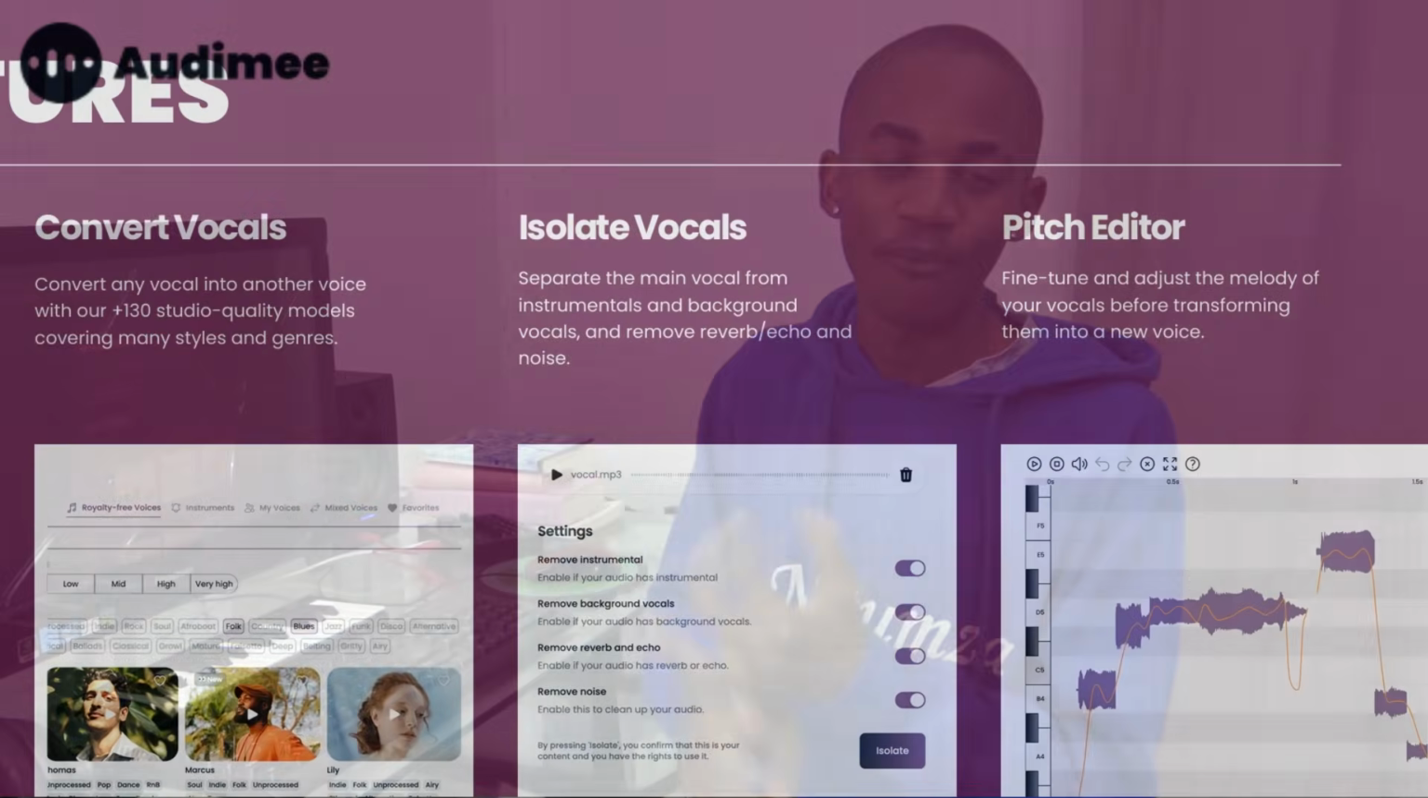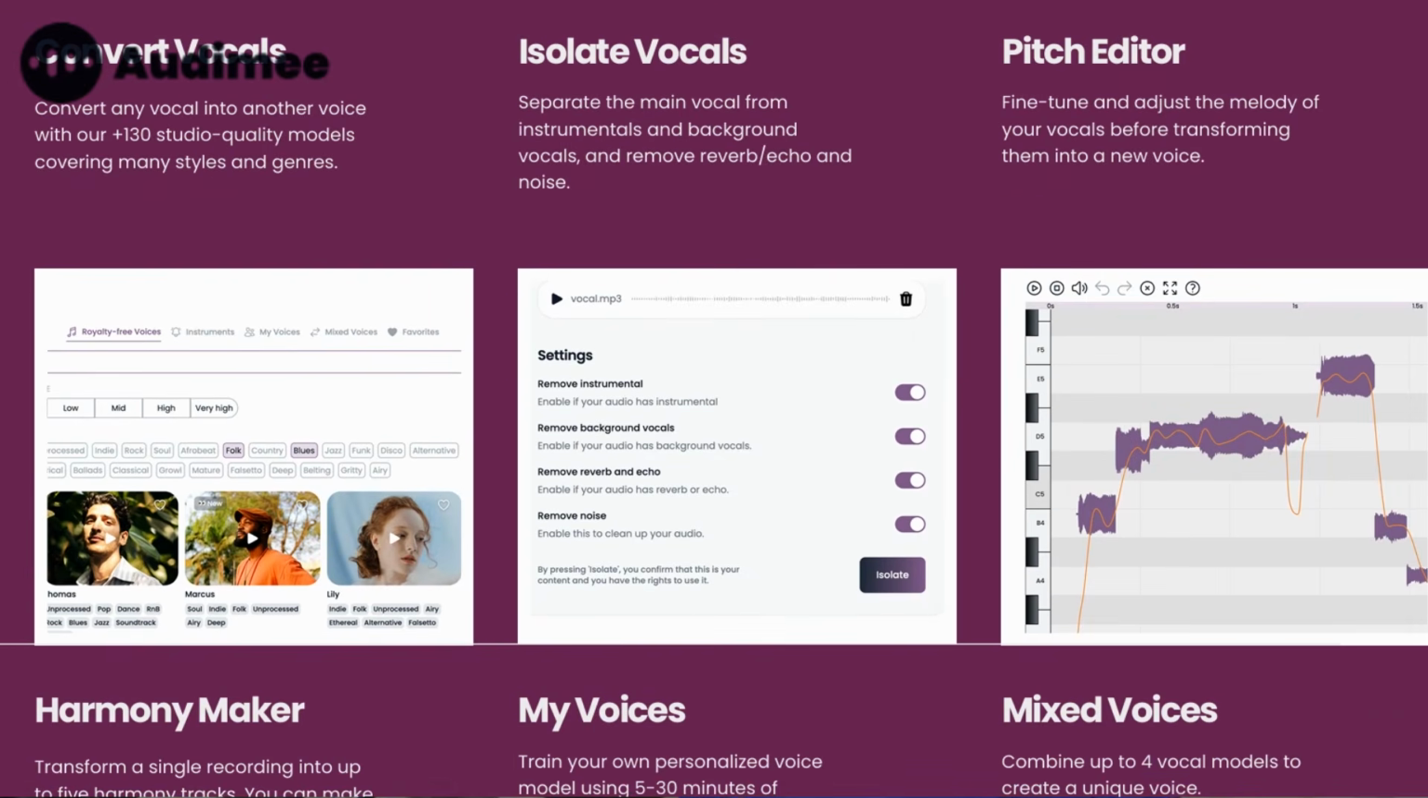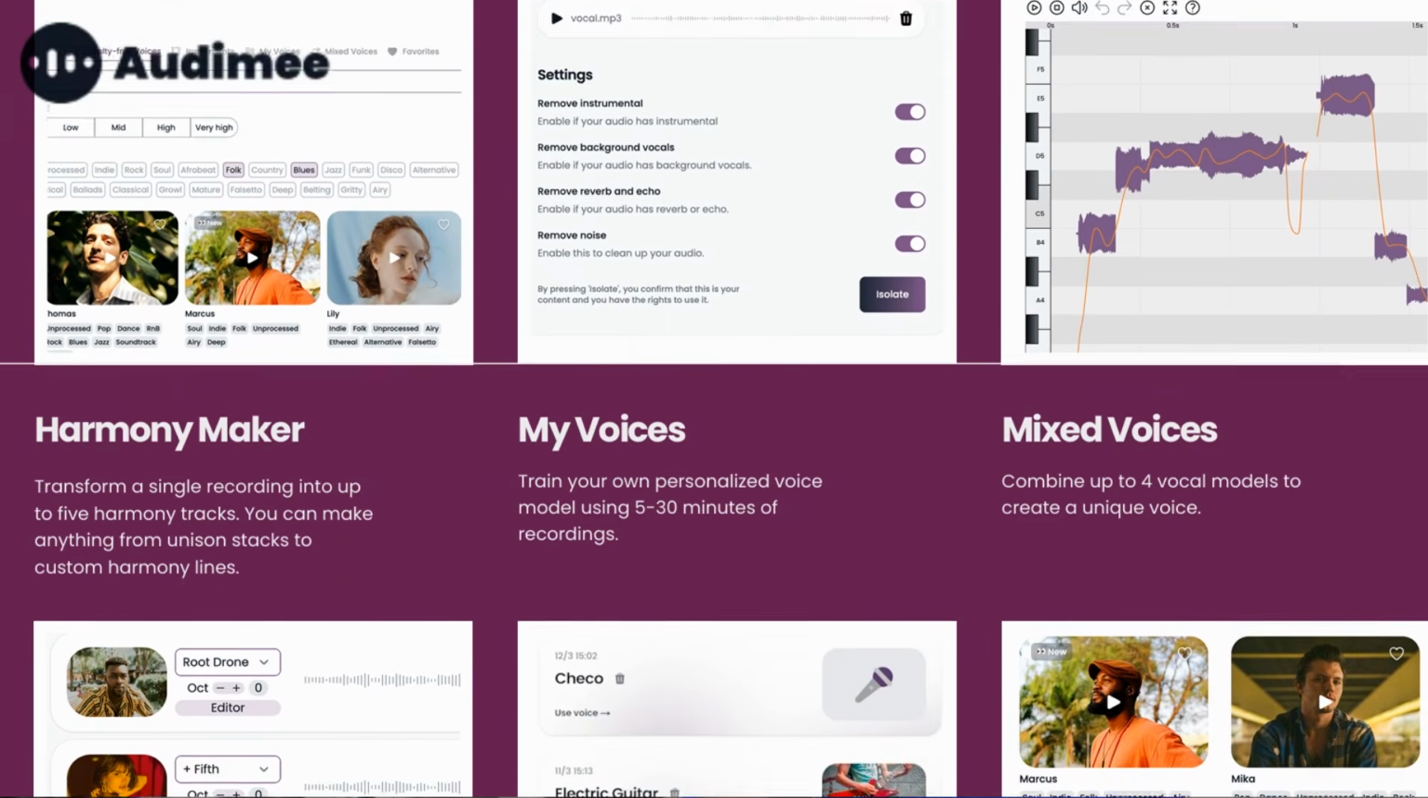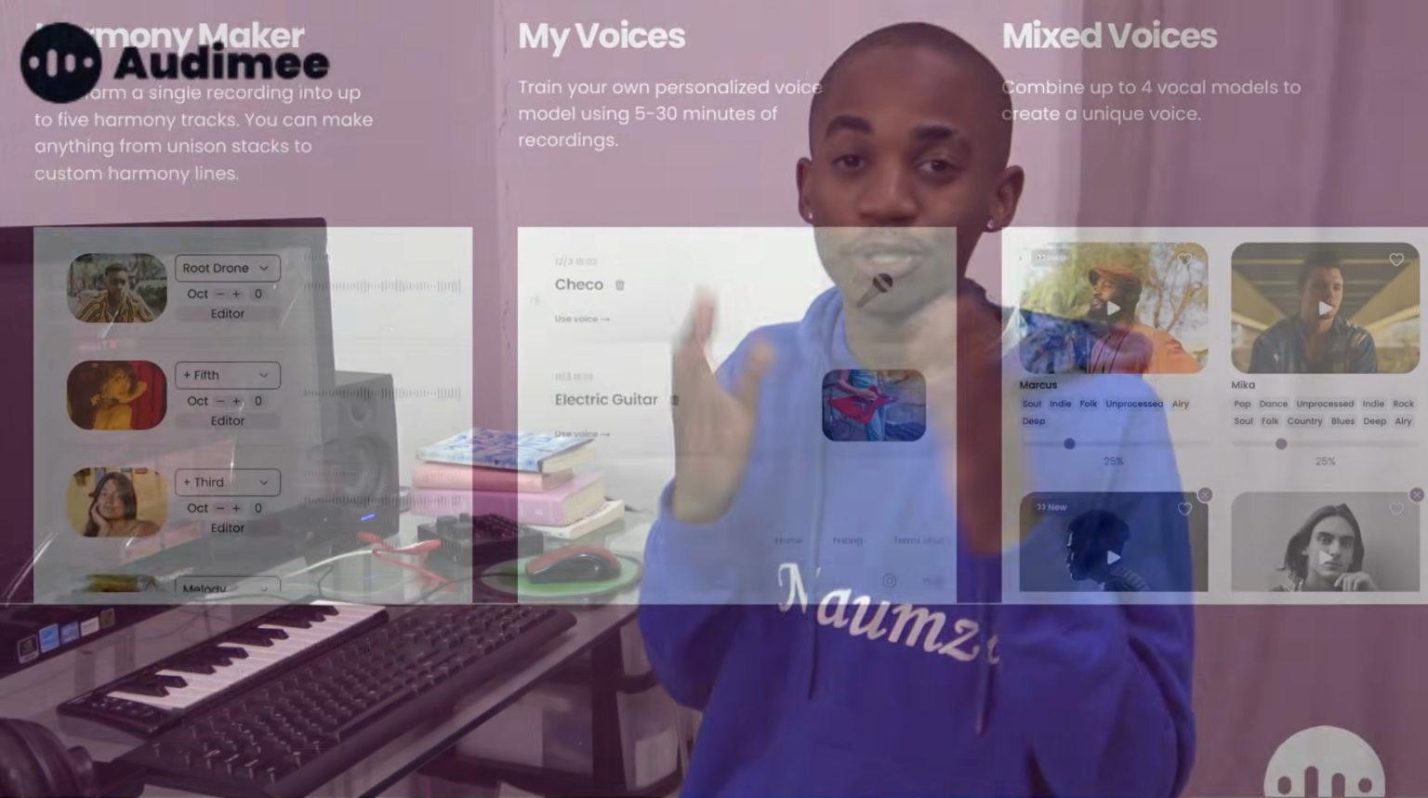So the platform utilizes tools such as vocal conversion, pitch correcting, you can make harmonies and a lot of different things, but today we're just going to be focusing on the conversion of your vocals.